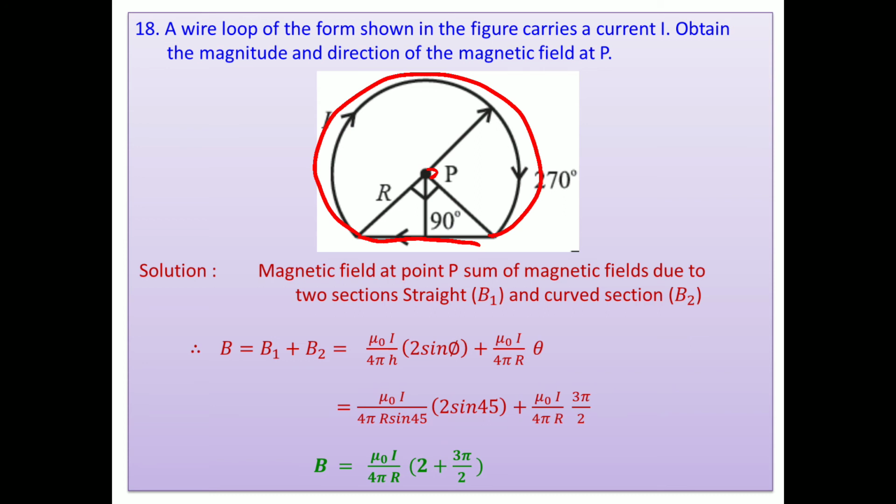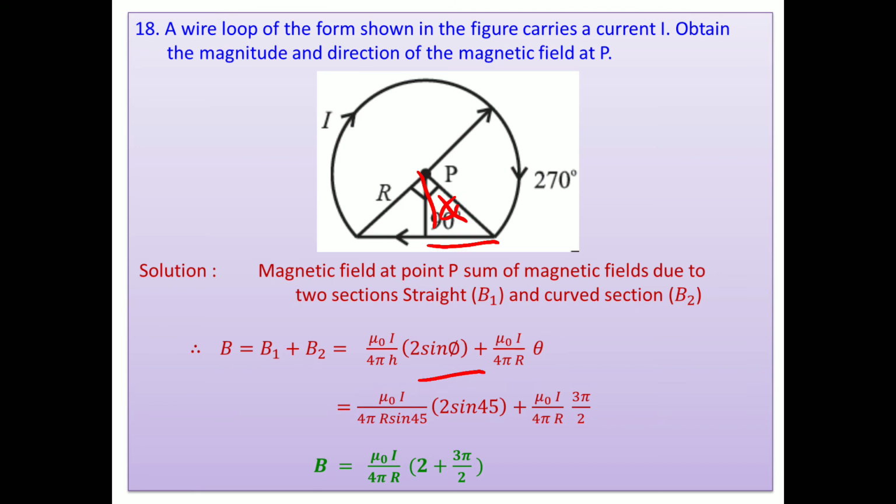Two parts are there. So the magnetic field at point P is the sum of the magnetic field due to two sections, the straight section say B1 and the curved section say B2. So total magnetic induction equals B1 plus B2. For the straight section, we know that mu naught I upon 4 pi r, and here this angle is supposed to be phi. This phi is a 45 angle. Sin phi we take, this distance is there, and here the height is h. So you can take directly mu naught I upon 4 pi h into sin phi.